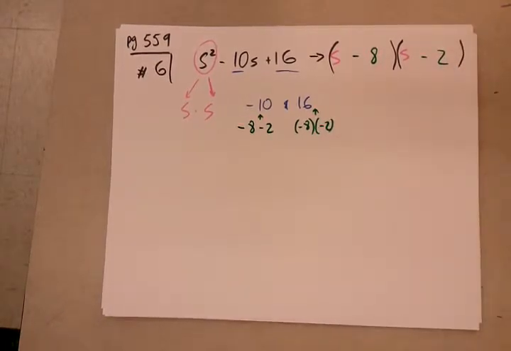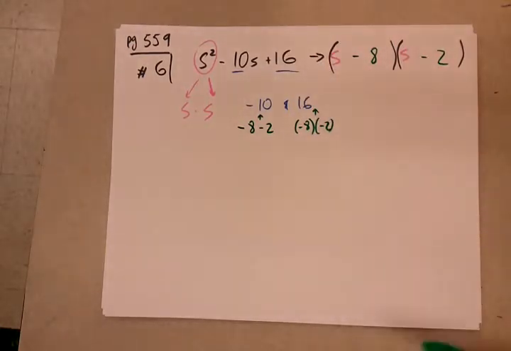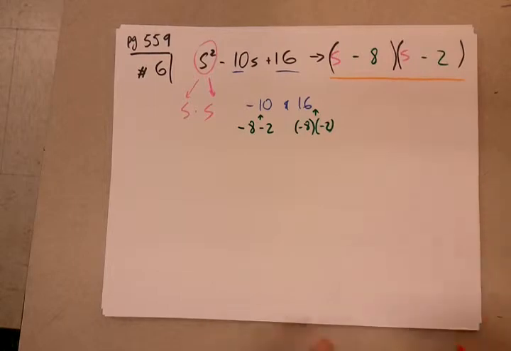And you're essentially finished. To double check your work, you can just simply FOIL this out again, and you should get this as the answer, but that right there is our finished factored answer. So next I'm going to do number 10.